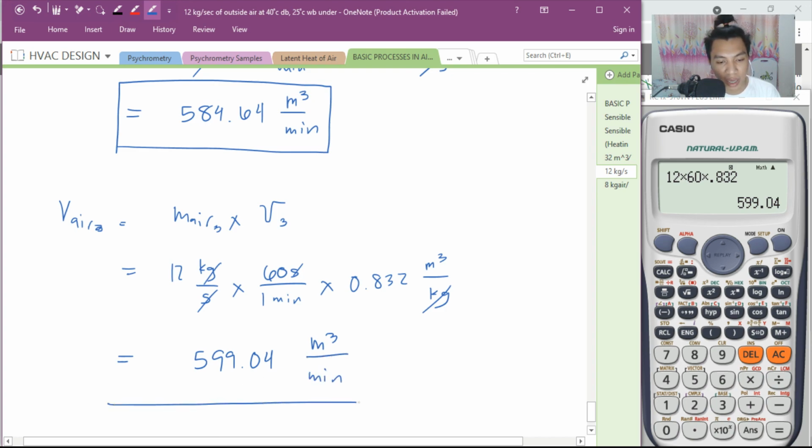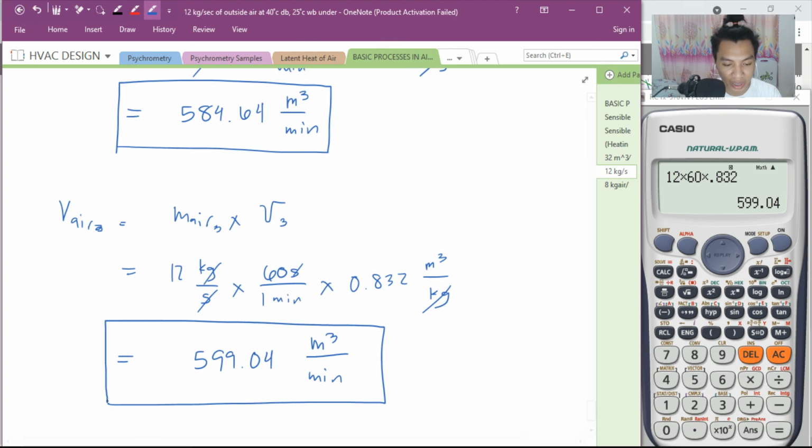So, very basic lang yung cooling and humidifying. Okay? Napaka-basic po. Kayang-kaya natin siyang i-solve. I think that will be all for cooling and humidifying. So, very basic yung ating system. Okay? Naintindihan ba yon? That will be all for today.